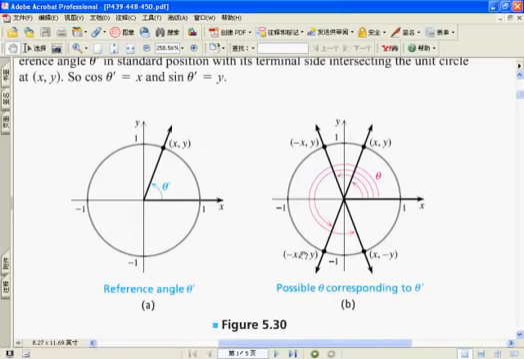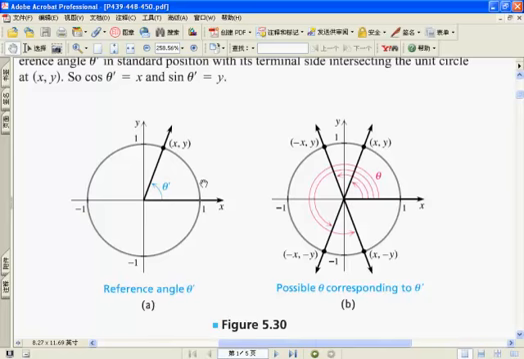Now, let's continue with the reference angle. Suppose we have such a reference angle. Because the reference angle is a positive acute angle, it must be in quadrant 1, right? The theta prime is in quadrant 1. Now, we need to discuss the possibility of the angles which have this theta prime as the reference angle. So which angles can have this theta prime as the reference angle?